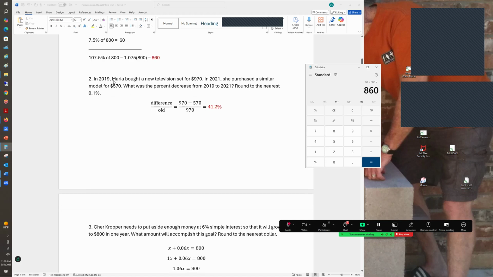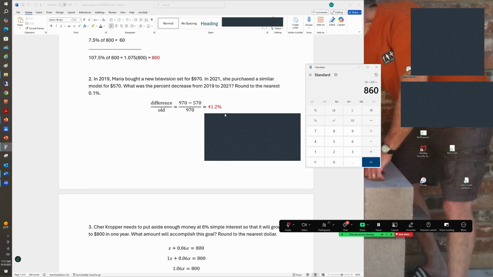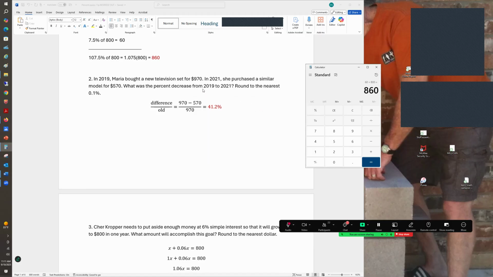Number two, in 2019, a TV cost $970, and in 2021, the price has gone down to $570. So it went down. So what is the percent decrease to the nearest 0.1%? You take the difference and divide it by the old. I like to say it that way.